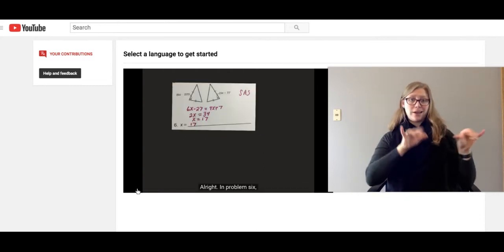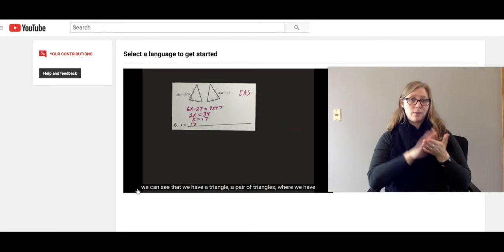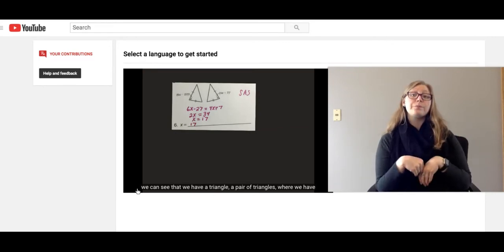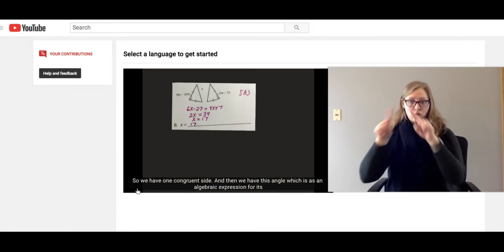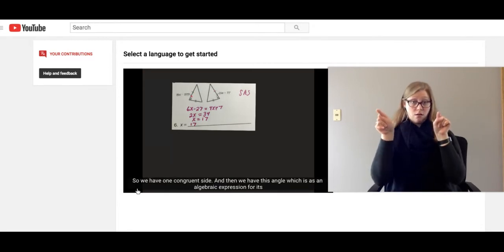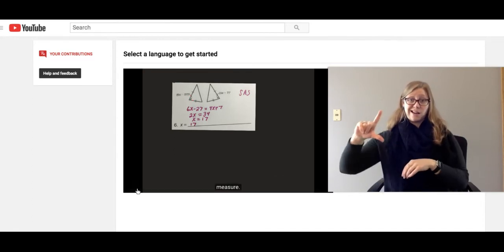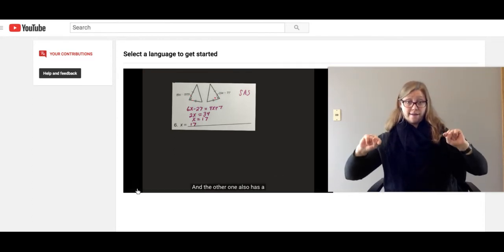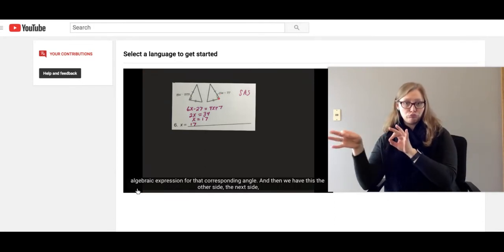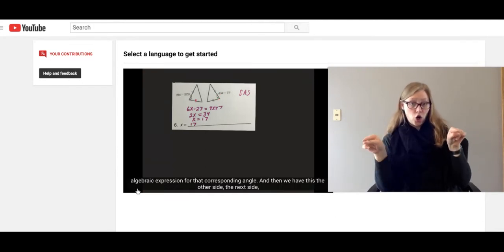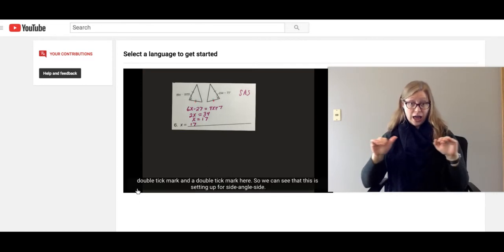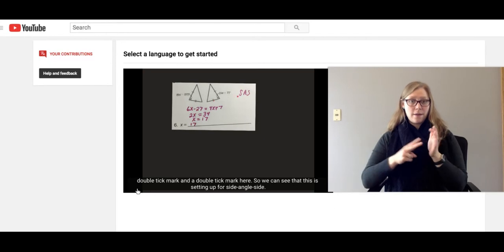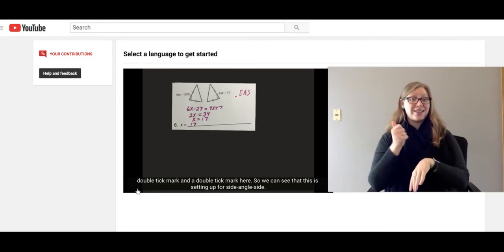All right, in problem 6, we can see that we have a pair of triangles, where we have one tick mark here, one tick mark here, so we have one congruent side. And then we have this angle, which has an algebraic expression for its measure. And the other one also has an algebraic expression for that corresponding angle. And then we have the next side, which has a double tick mark and a double tick mark here. So we can see that this is setting up for side angle side.